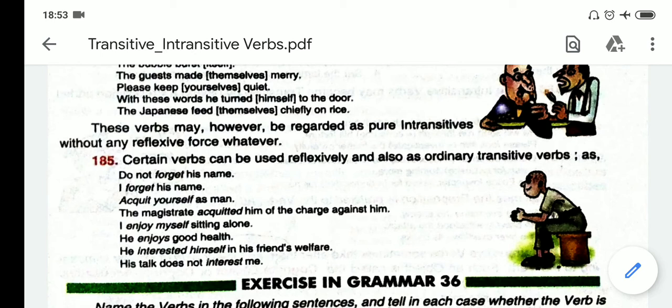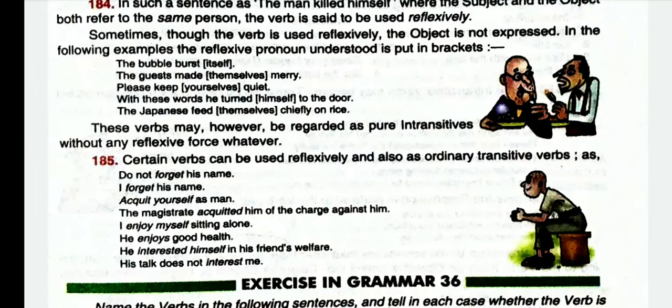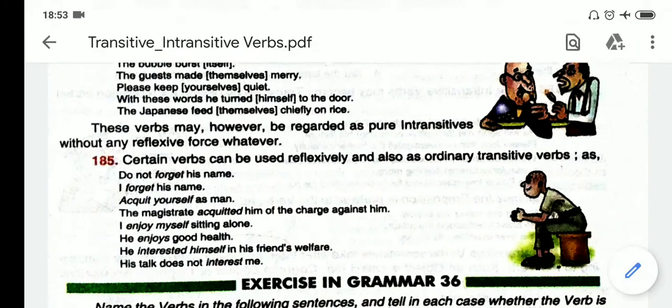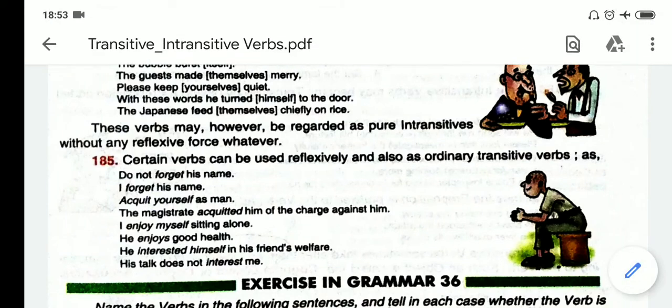The magistrate acquitted him of the charge against him. In the second sentence, acquitted is used transitively because the subject and the object are different persons. In the previous sentence, acquit yourself as a man, the subject and object are the same person, so they are used reflexively. In the second sentence, the subject, magistrate, and the object, him, are different people. So it is used transitively.